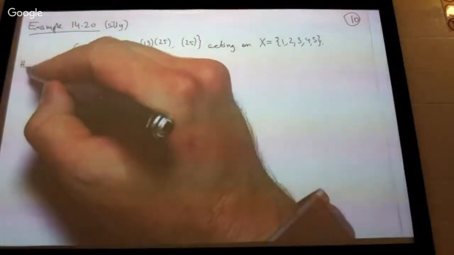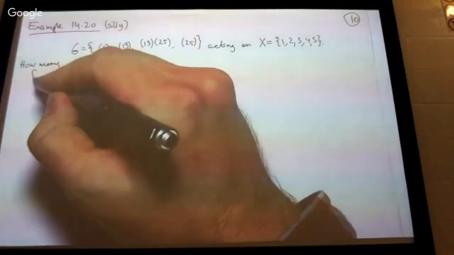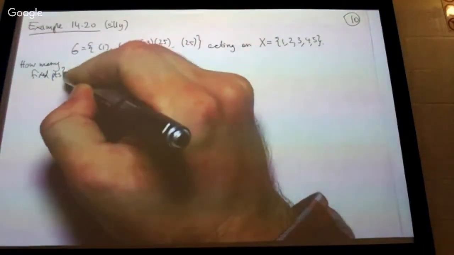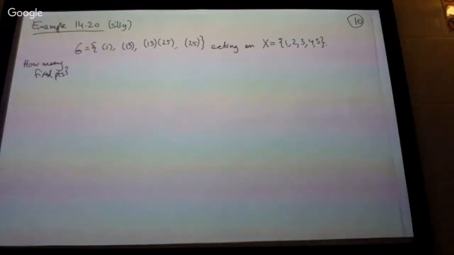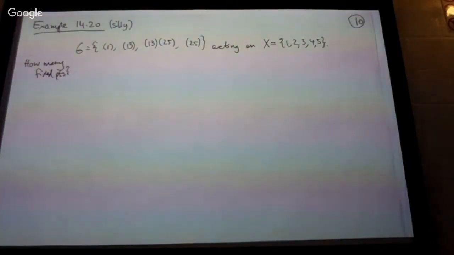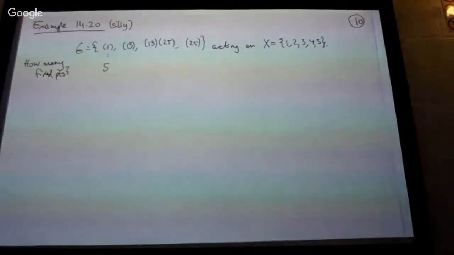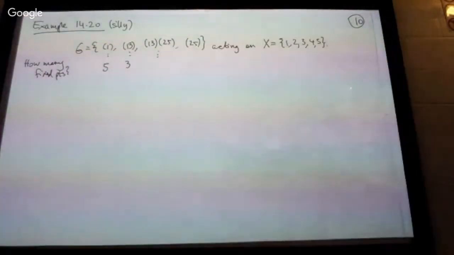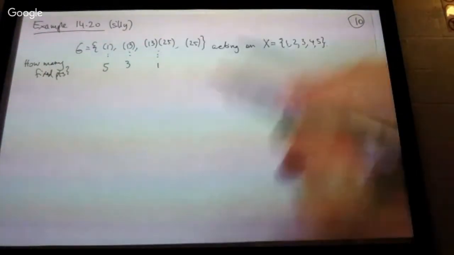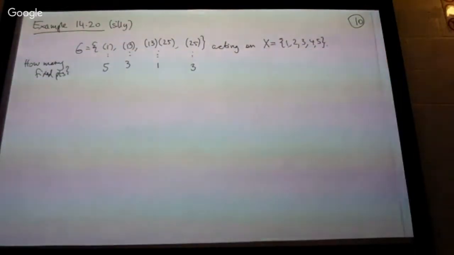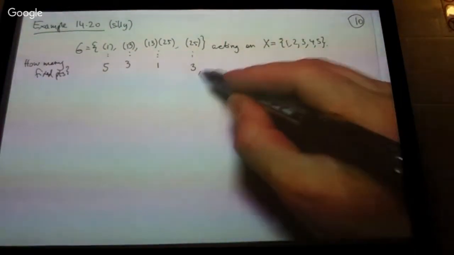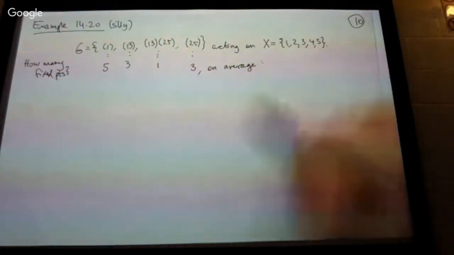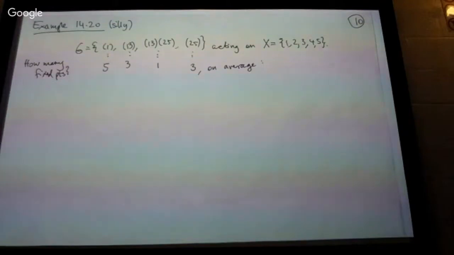How many fixed points? So the identity. Does it move anything? No. So it has 5 fixed points: 1, 2, 3, 4, 5. 1, 3 moves 1 and 3, but leaves 2, 4, and 5 in place. So it has 3 fixed points. 1, 3, 2, 5 only leaves 4 in place, right? And this one moves 2 and 5, but leaves the rest. So the average number of fixed points is 12 divided by 4. It's 3.